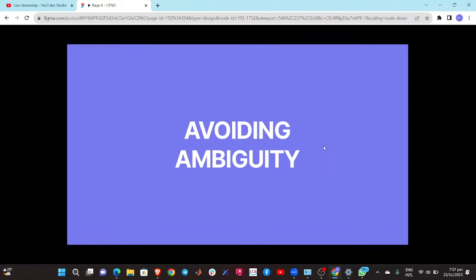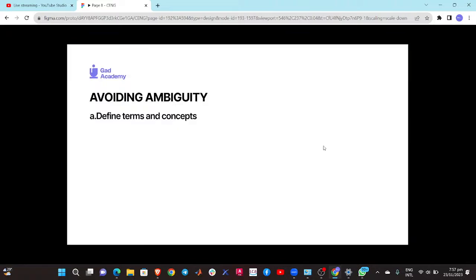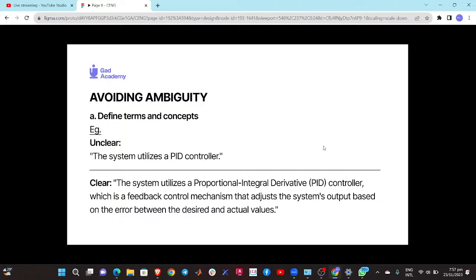So avoid ambiguity. You need to define the terms and the concepts clearly. It's just like the previous example I gave. So you need to avoid all ambiguity. You define your terms and then your concepts.